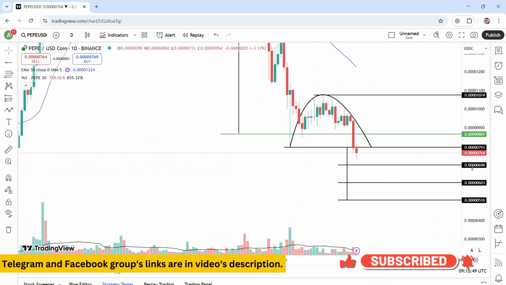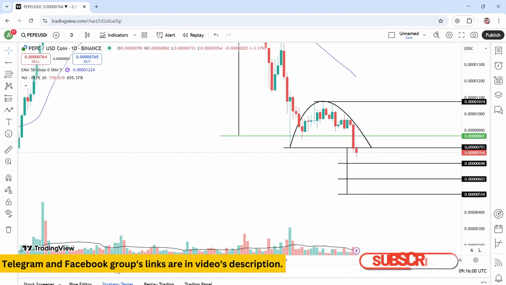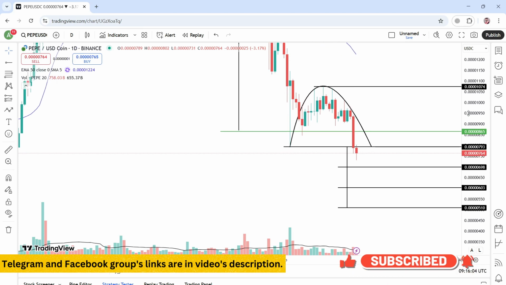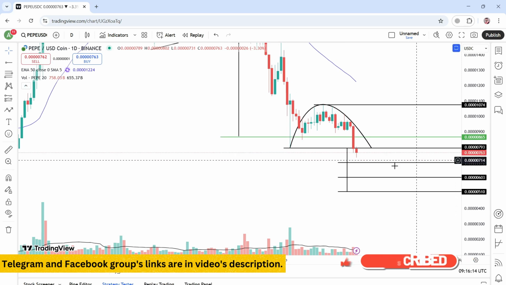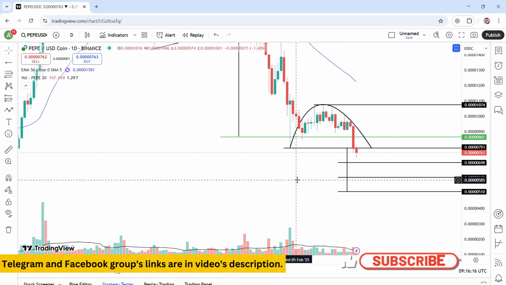So this coin is moving in its downtrend, so our main strategy will be either sell on a new breakdown that has already been done in this candle, or we can go for sell on strength, and strength levels are at 0.00000793 and 0.00001074. So these two levels are the strength levels for exiting from this coin.